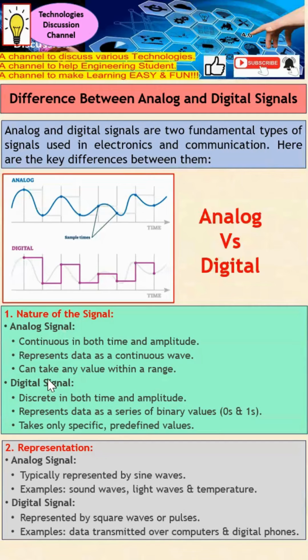Let's come to the digital signal. They are discrete in both time and amplitude. I'd like to highlight this. At this particular point, you can see that there are 2 points here and here. So from here, you can see that they are discrete in both time and amplitude.